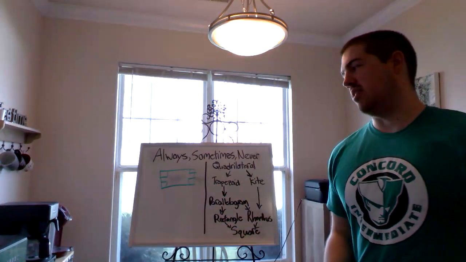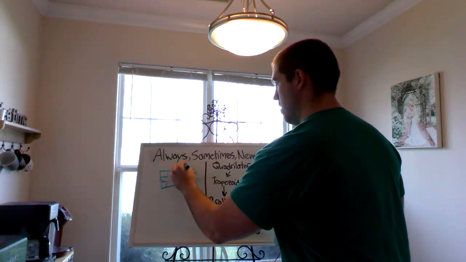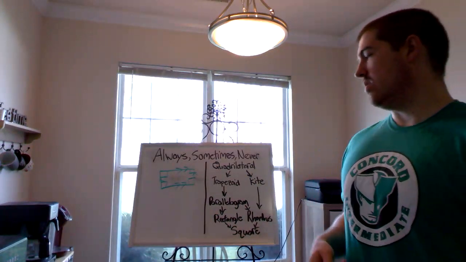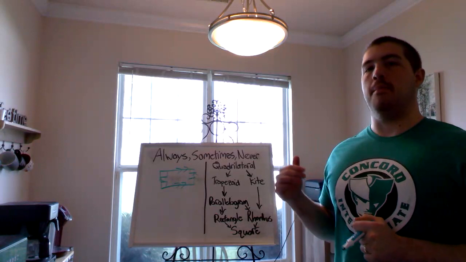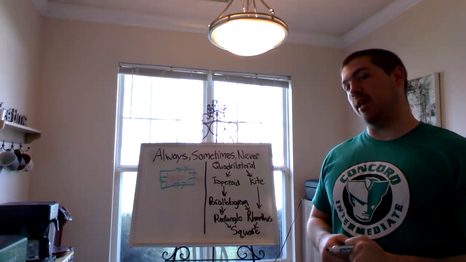So now we have a rectangle. We have two pairs of parallel sides, four right angles. A rectangle is a parallelogram. Sometimes, always, or never. Which one would make it true?